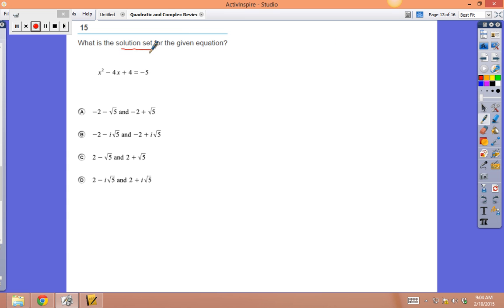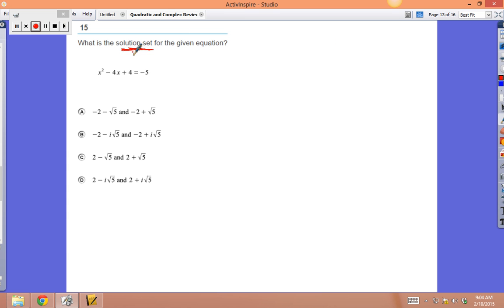Okay, the solution, that's the same as roots or zeros, so they want you to, it's quadratic, you can use quadratic formula. So first you've got to get this over here, so plus 5, so we got x squared minus 4x plus 9 is equal to 0. So move number 1, get everything together.